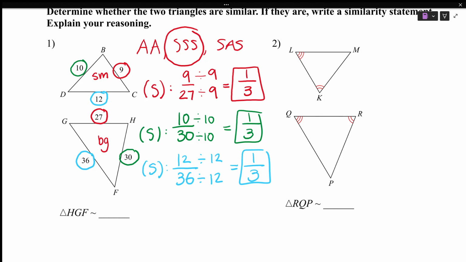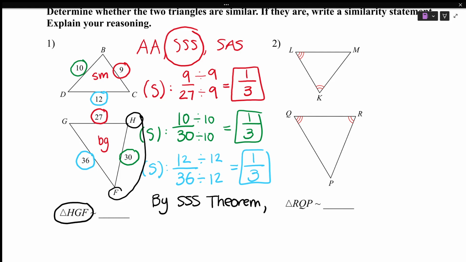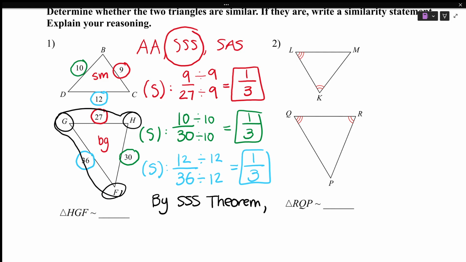Okay? So then, by the SSS theorem, we know that these two triangles are similar. If it's starting with H and then G and then F, H, G, and then F, then on the other triangle, go in the same order: B, C, E, C.